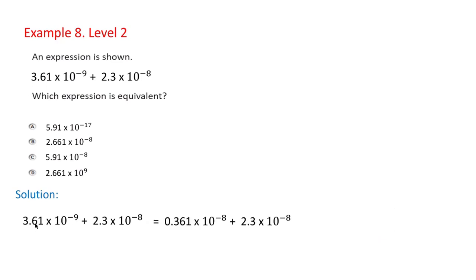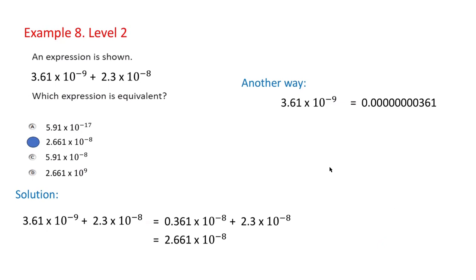Which means I am dividing this by 10, moving it, and multiplying this by 10. I get this. Now you add these two numbers, and you get 2.661 times 10 to the power negative 8.